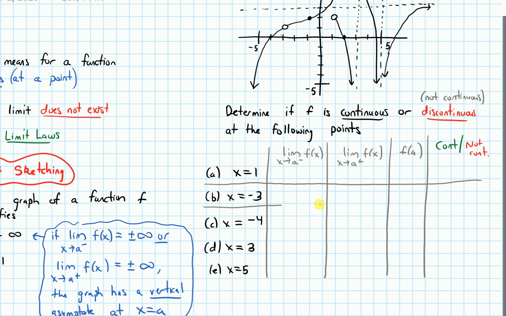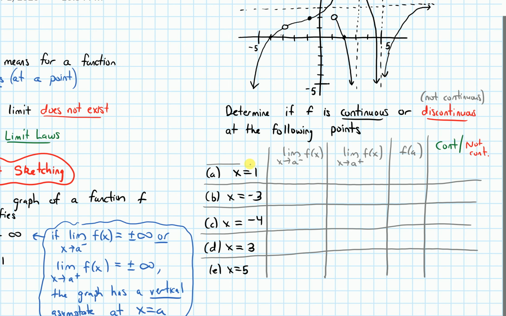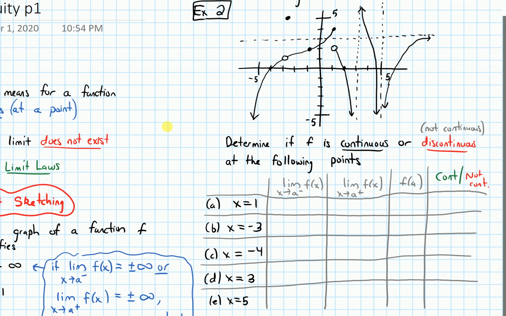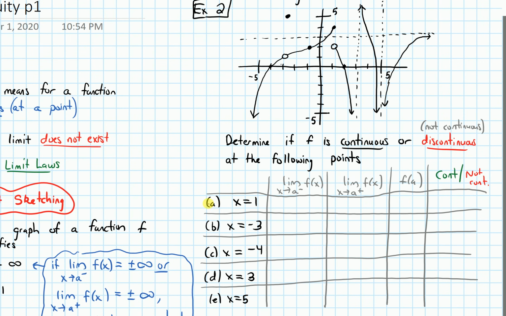Let's separate these out into some rows. I need one more horizontal line to separate those labels at the top. Now let's start thinking about these limits and what f of a is for these points. Let's do part A first.